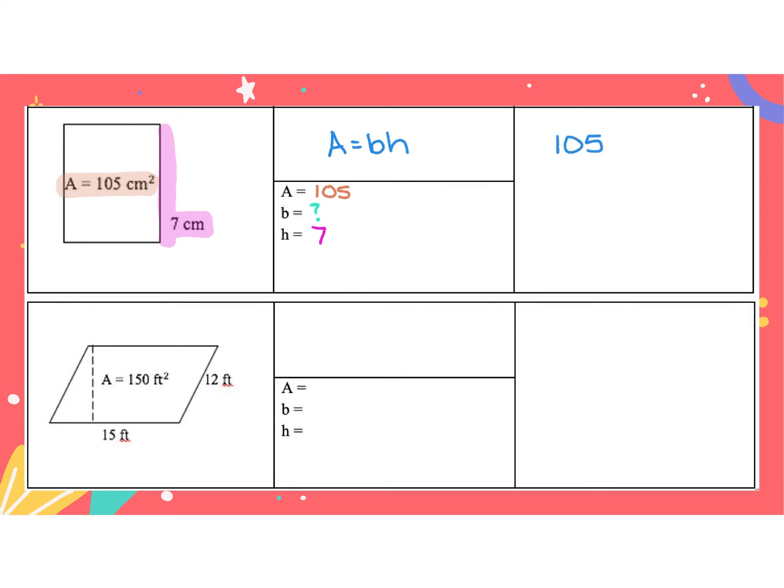So 105 for the area equals, we don't know the base, and we'll multiply by our height of 7 and solve for the base. So we will need to divide by 7 on both sides of our equation to get b by itself. When we do, our base is going to equal 15 centimeters.